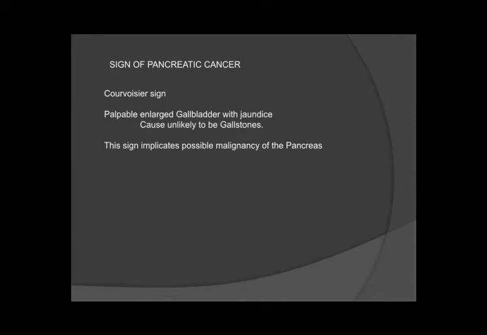And as you saw earlier, the bile that is being drained from the gallbladder passes through the pancreas as well via the pancreatic duct before it empties into the second part of the duodenum. So if there's a pancreatic cancer, most likely when it causes obstructive jaundice in the head of the pancreas, it causes an obstructive jaundice, right? So along with that, if you have a palpable enlarged gallbladder with jaundice, it is unlikely to be gallstones, and this sign implicates that there's a possible malignancy of the pancreas involved in this.